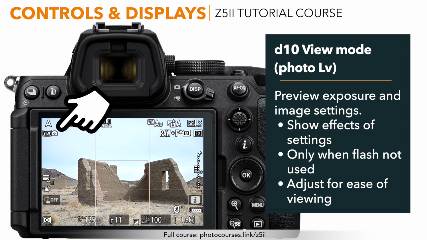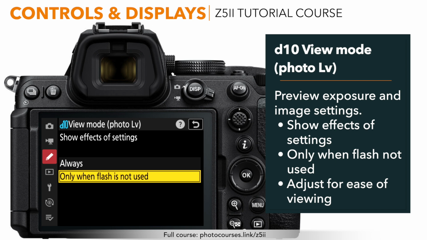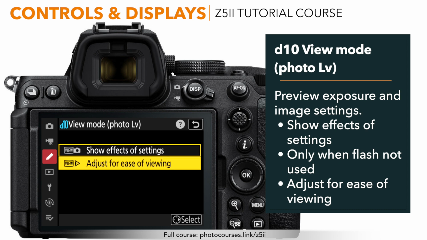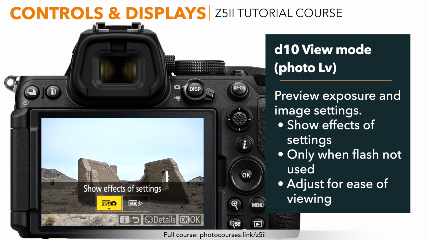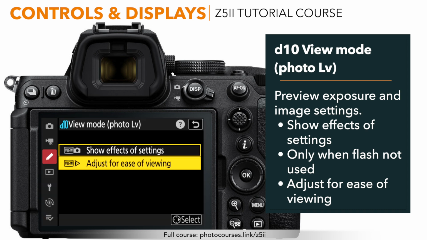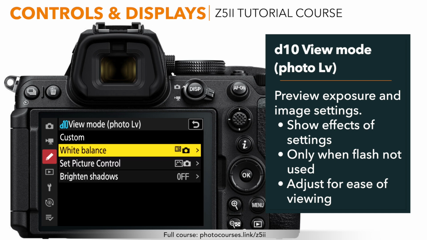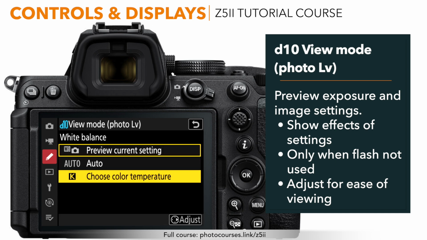If you're working with studio strobes, you can press the multi-selector right and choose Only when flash is not used to be able to see your composition better in dark studio environments. Adjust for ease of viewing will give you more of a DSLR style preview in the displays, where you're just looking at the scene without any picture styling settings applied, which you may want to do if you are only recording the RAW file format. Pressing the multi-selector right will let you select Auto or Custom. Custom lets you choose which settings are previewed and how.